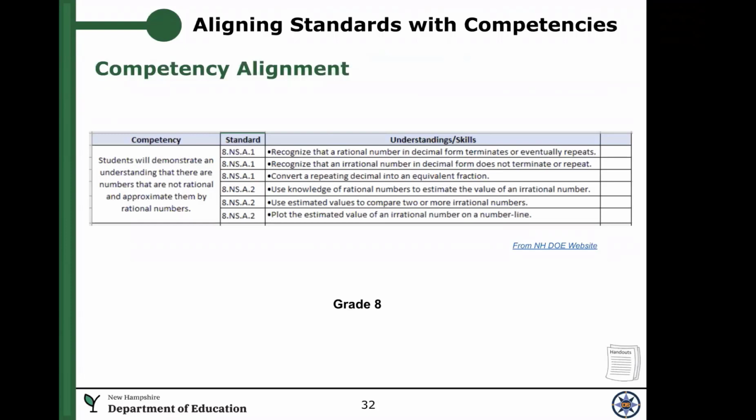Originally, the model competencies for mathematics in New Hampshire were very broad, went across grade bands with examples of standards that could meet them. Now the model competencies are more grade aligned and given the standards that would fall within that competency, and then with the skills and understandings within the standards. And again, these are model competencies. Your school may already be further ahead in the competencies and you already have them set up. But here's an example of what a competency and the standard and skill and understanding alignment would look like.